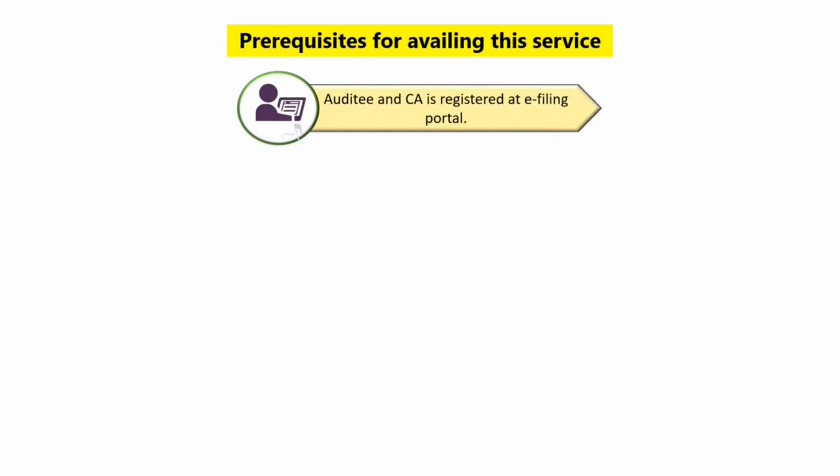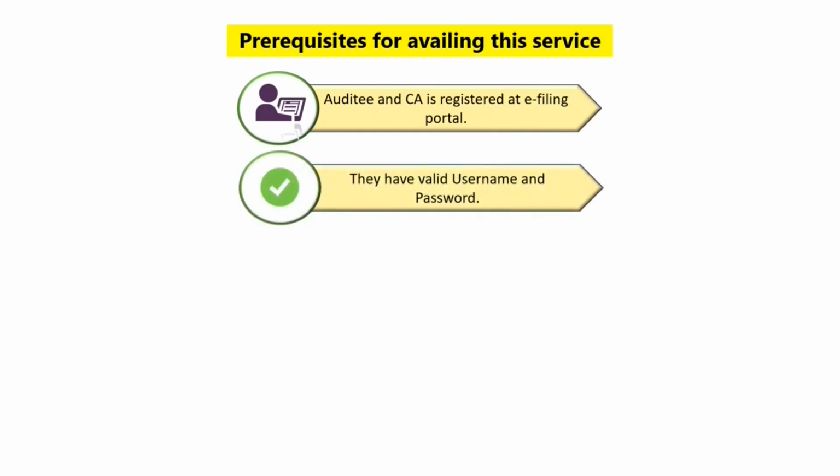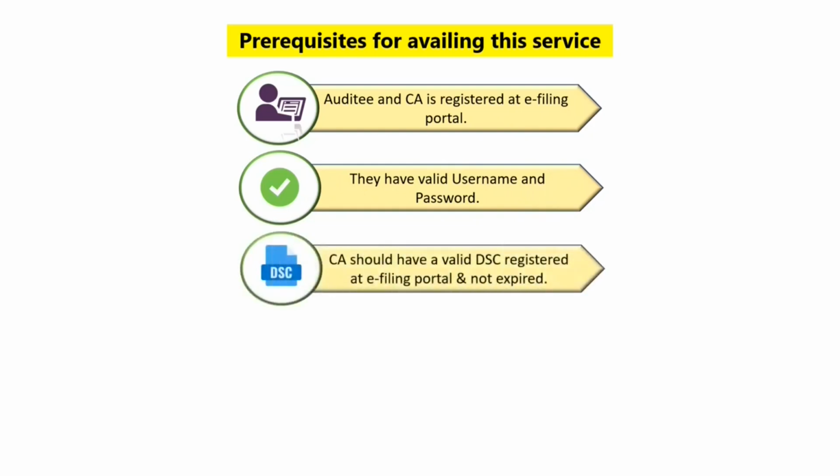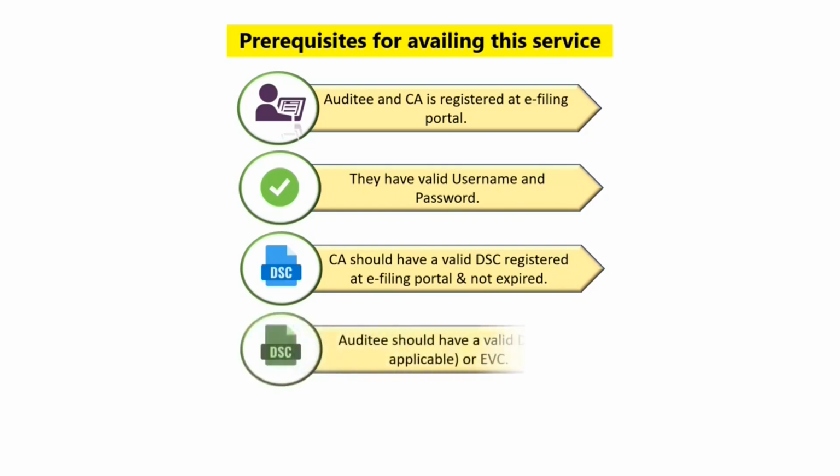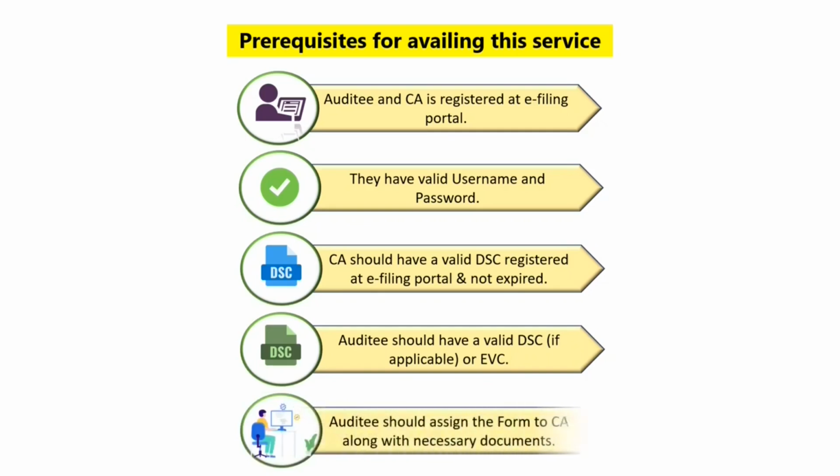Before going into the step-by-step process of filing Form 10B, let us look at the prerequisites for availing this service. The auditee and the chartered accountant should be registered on the e-filing portal, and both of them should have a valid username and password. The CA should have a valid digital signature certificate registered on the e-filing portal, and that should not be expired. Auditee should have a valid digital signature certificate if applicable or an e-verification code. Auditee should assign the form to the chartered accountant along with the necessary documents.